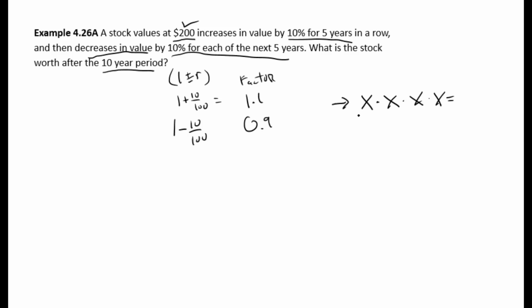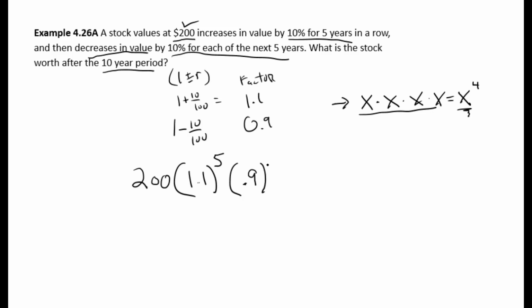Is there an easier way of writing that? And if you answer yes, x to the fourth, that would be a simpler form, right? So I'm going to use this idea here. I'm going to start with 200. I'm going to increase it by 10% 5 times. 1, 2, 3, 4, 5. And then I'm going to multiply it by 0.9, the factor, 5 times.